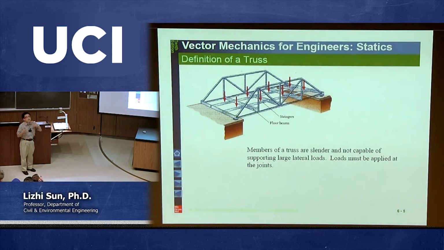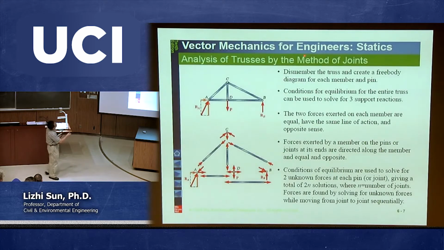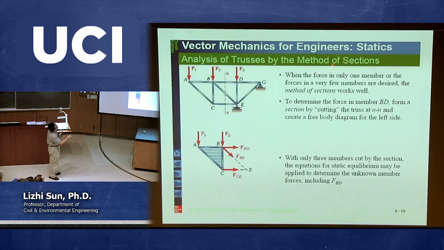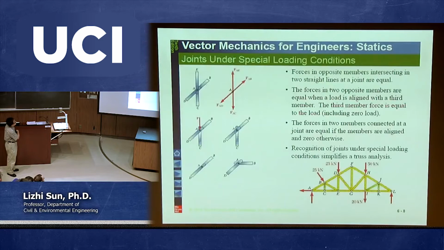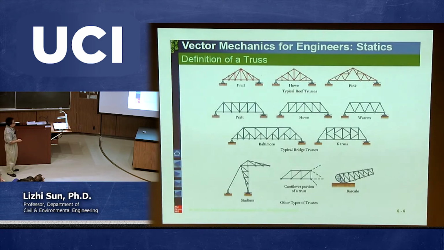Then the next question becomes, how are we going to calculate the reactions? How are we going to calculate the internal forces? So in this chapter, we're introducing 2 methods. The first one is called the method of joints, followed by another method we call the method of sections. Okay, so today I'm going to talk about the first one, which is called the method of joints.